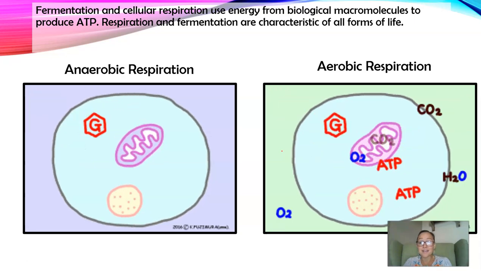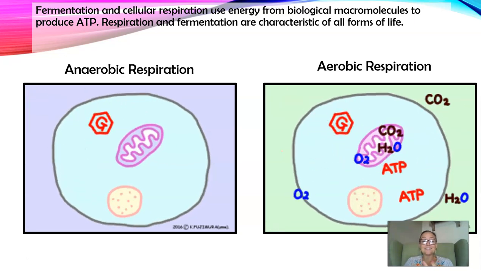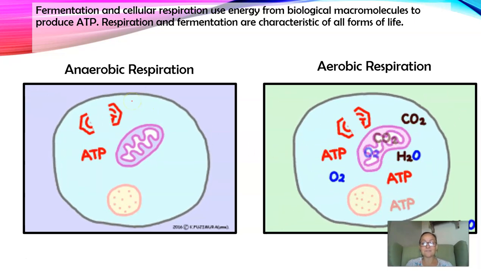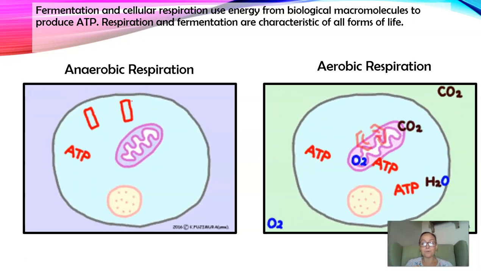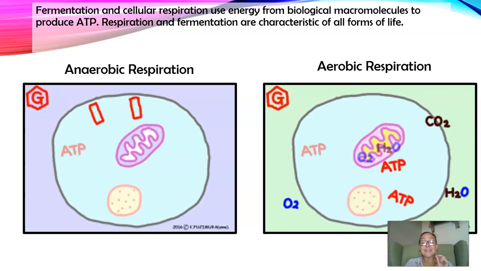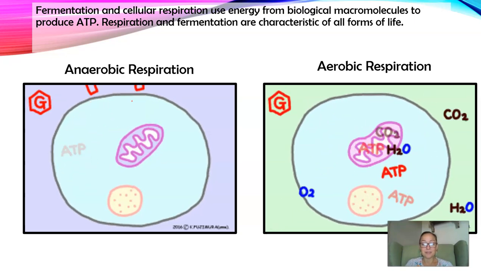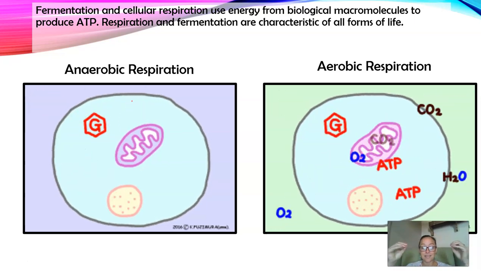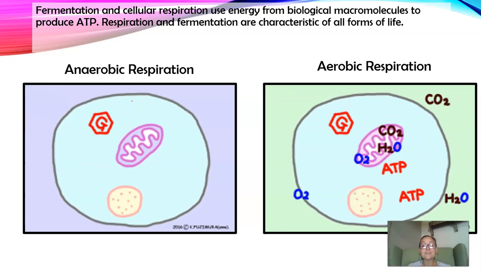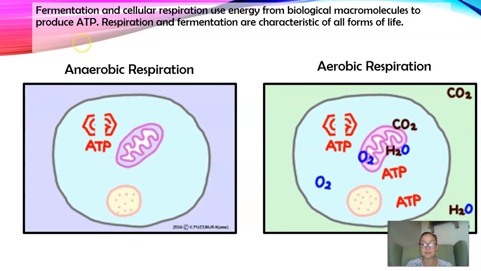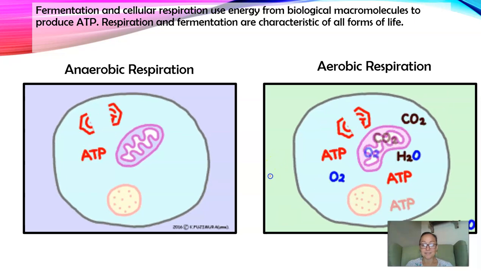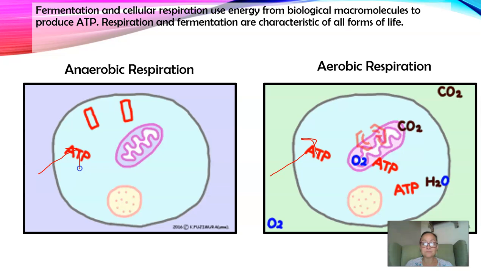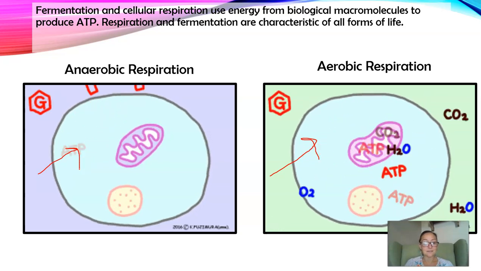Aerobic respiration requires oxygen, and anaerobic doesn't. You also see they both start with glucose, which is the red G. In the cytoplasm, the blue area, you can see how that glucose is split into 2 pyruvates in both of them. You can also see that in that cytoplasm, in both of them, ATP is produced during glycolysis.